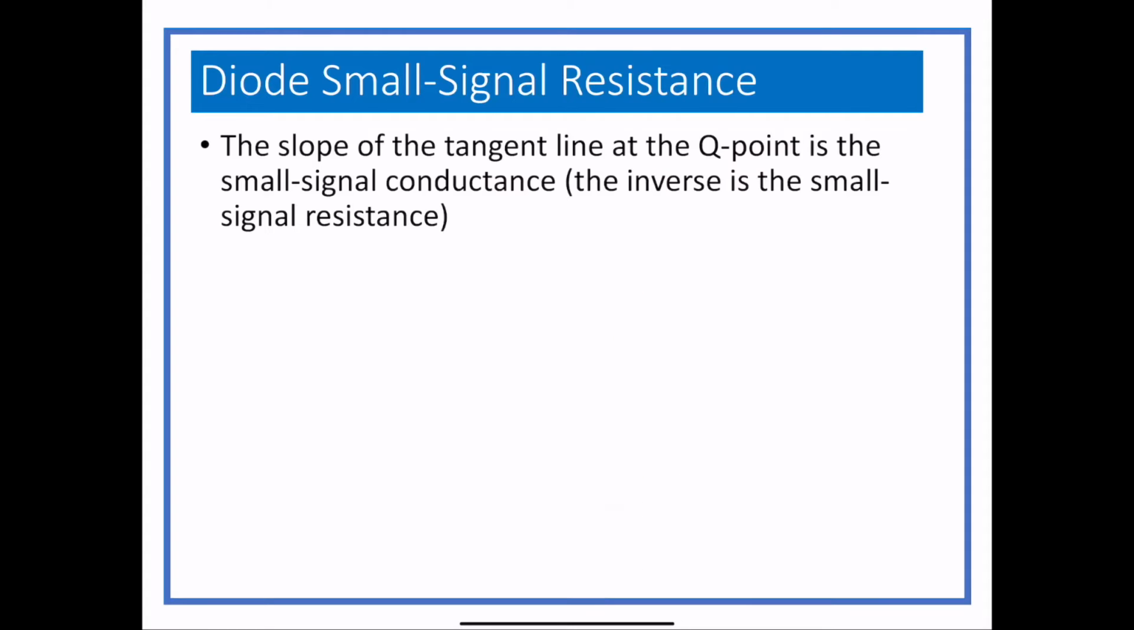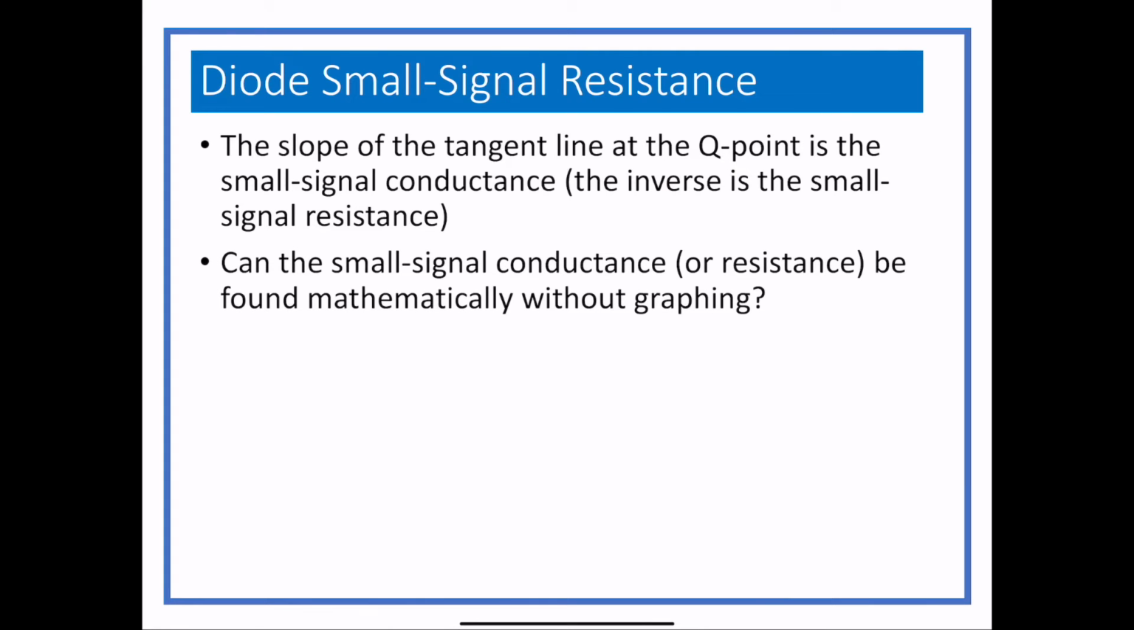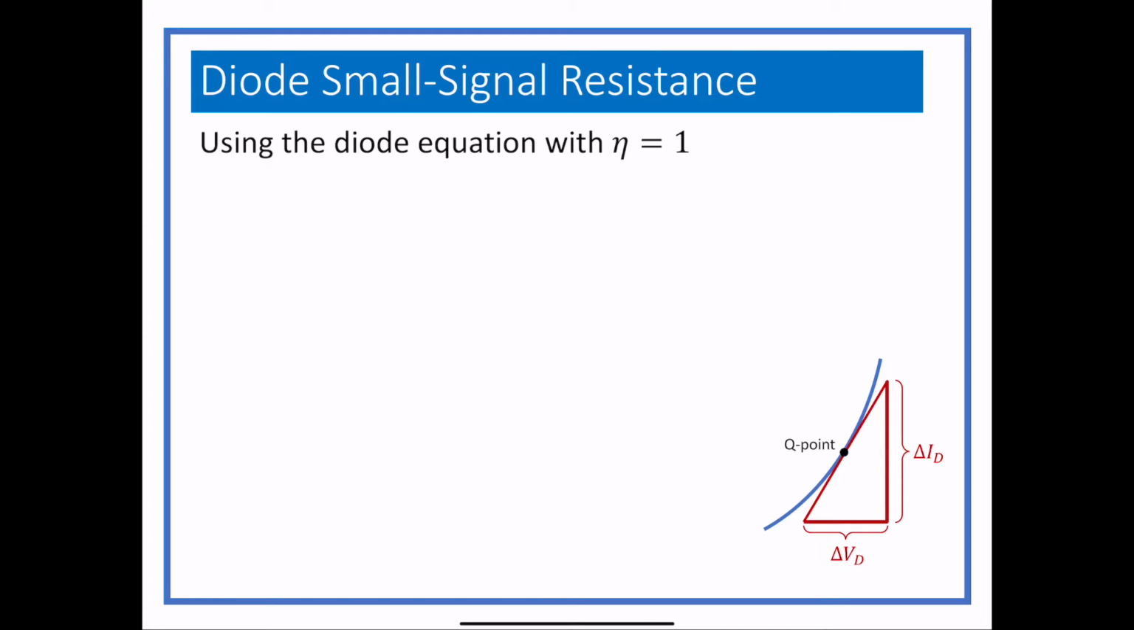And we can actually find the slope of the tangent line at that Q point if we want, and we can find the inverse to give you the small signal resistance. But can we find that value without graphing it? And the answer is yes, we definitely can. So let's look at a point, and this is just a random Q point on a curve, and we're going to assume that the eta value is 1. And we're going to write out the diode equation in its normal form, because we really don't know where on the curve we are, so we can't assume the diode voltage at this point.